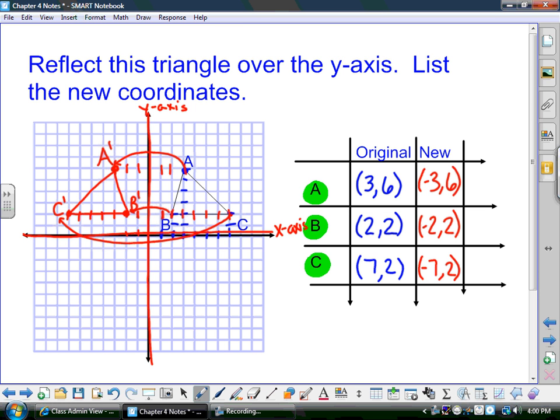As we look at the two triangles, they have the same exact size and the same exact shape. It's just a reflection. It's been flipped over the y-axis. And notice every single time what changed. Every single time, the first number changed from being positive to being negative. And the second number stayed the same. That's always going to happen when you flip over the y-axis. It'll be slightly different if you go over the x-axis.